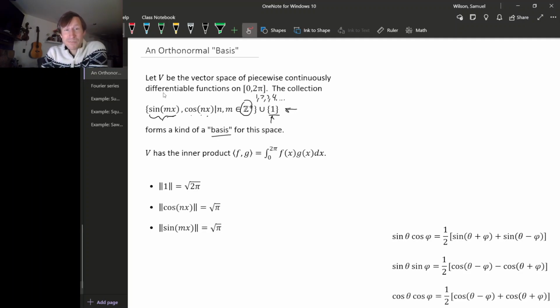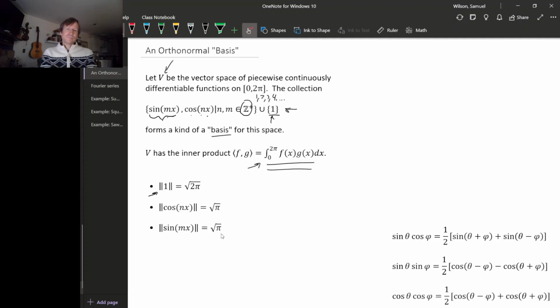In addition to having this basis, this vector space also has an inner product. It's the familiar inner product on a space of integrable functions. The inner product of f and g is just the integral from 0 to 2 pi of f times g. I won't work these out in detail, but using this inner product, the norms of these basis elements work out like this. The norm of the basis element 1 is the square root of 2 pi. The norm of cosine nx, no matter what n is, turns out to be the square root of pi, and the same thing for sine.